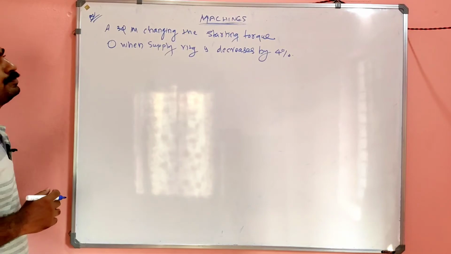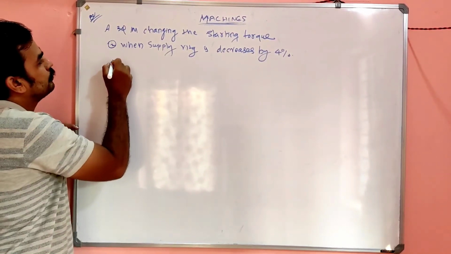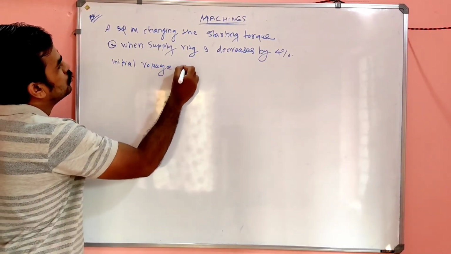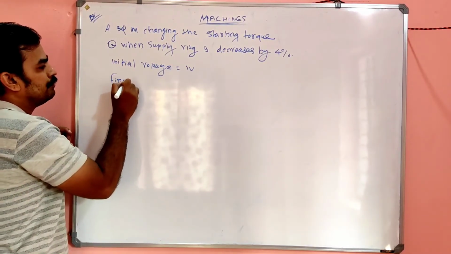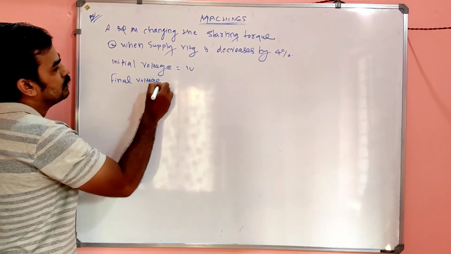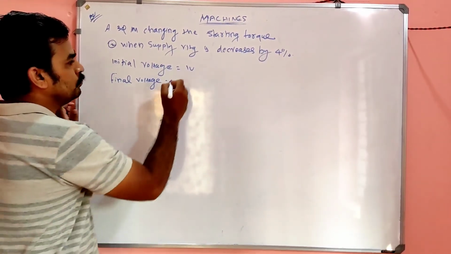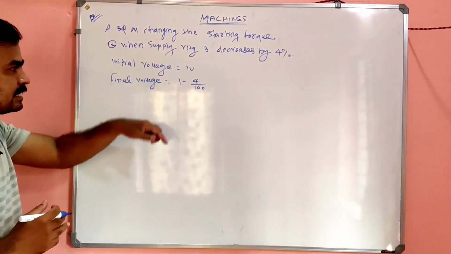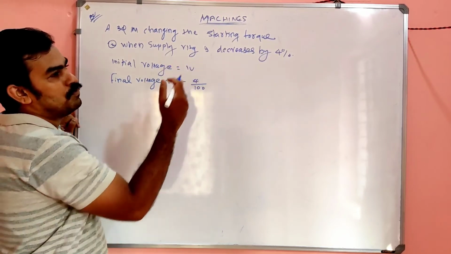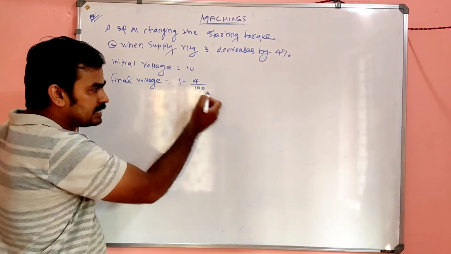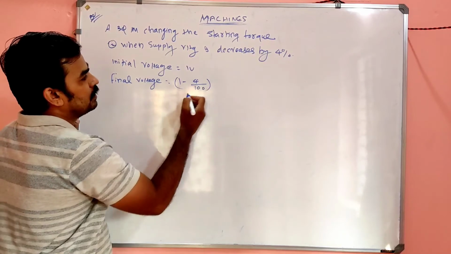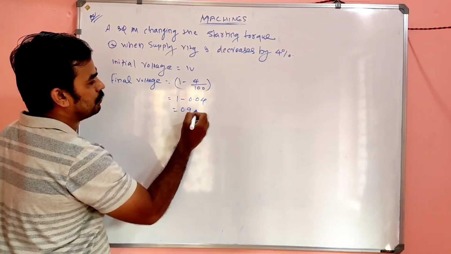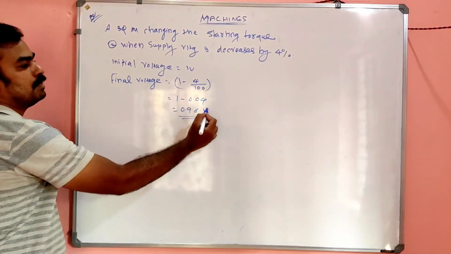How can we find that? In the same manner, initial voltage will be equal to 1 volt. Final voltage will be equal to 1 minus 4 by 100, correct? Supply voltage decreases by 4%, means initial voltage 1 minus 4 by 100. So 1 minus 0.04, which is nothing but 0.96. So final voltage is 0.96 volt.